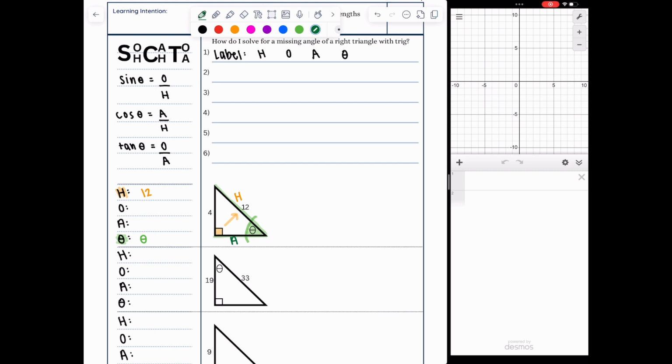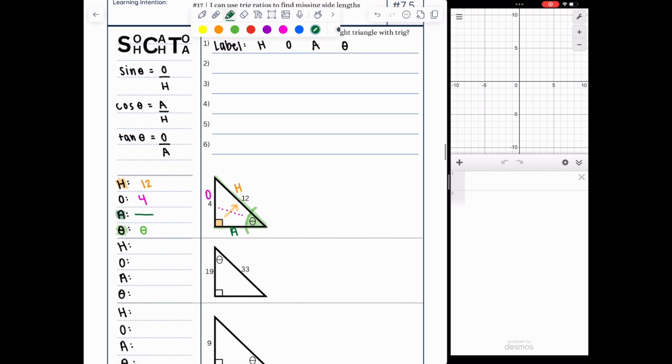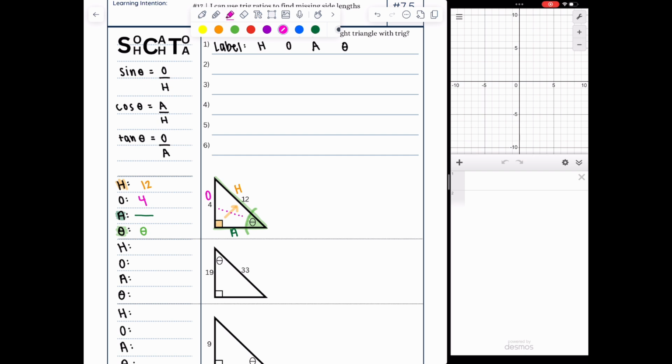The adjacent side in this case, I don't actually know anything about, so I don't know the measurement or the length, so I'm just going to go ahead and put a line through it. And that means that I have one more piece of the puzzle to label, and that's going to be the opposite side. So at this point, you'll see I have highlighted two of three sides of the triangle. The only side length that is not highlighted is the opposite side. And in this case, we know that that is a measurement of 4.